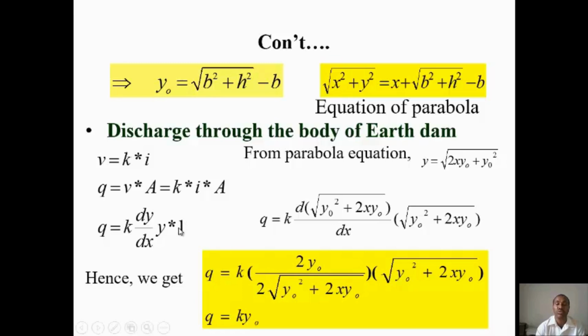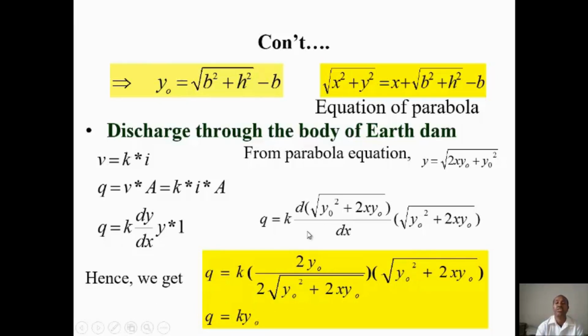Take 1 meter width of the dam. So you simply substitute Q is equal to D times dy, using this equation. If you differentiate with respect to x, you will get this equation. Hence we get K times I times A, the area. So we substitute, then finally this cancels, and you get this equation.